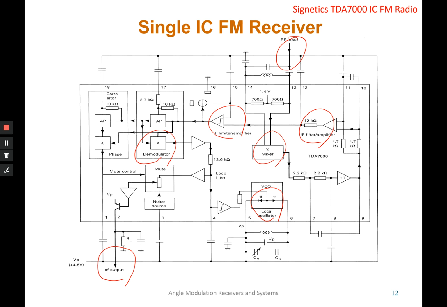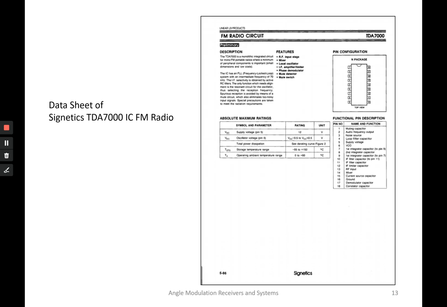It is the easiest way to design our FM receiver so that we can demodulate the received FM signal and extract the information contained in it. This will be the data sheet of the Signetics TDA7000 FM radio IC. I will try to share it with you in Kalam if I find this document in my possession.